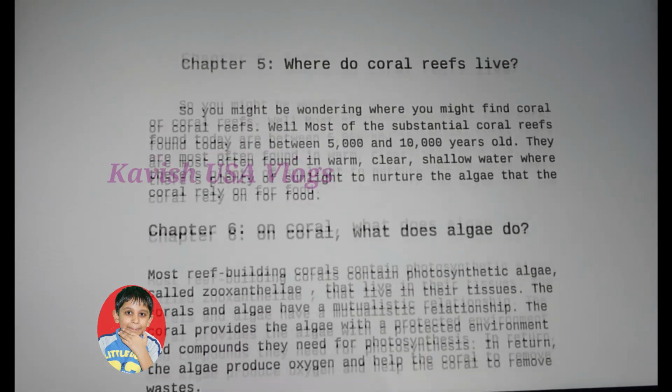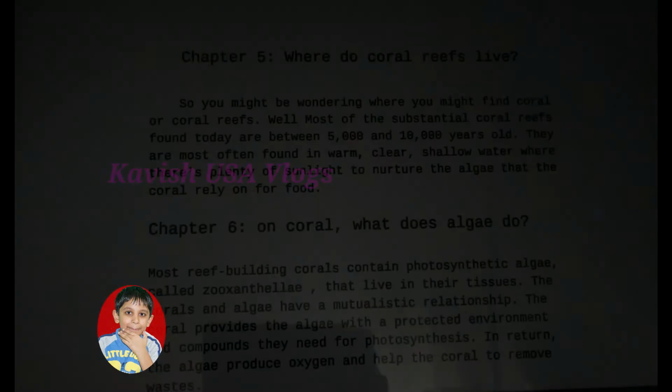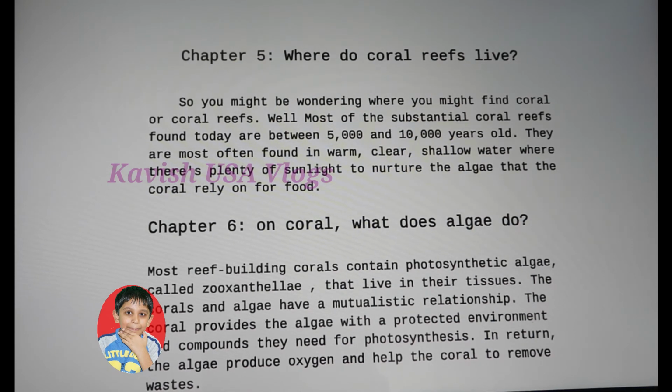Chapter 5. Where do coral reefs live? So you might be wondering where you might find a coral reef. While most of the substantial coral reefs found today are between 5,000 and 10,000 years old, they are most often found in warm, clear, shallow water where there's plenty of sunlight to nurture the algae that the coral rely on for food.